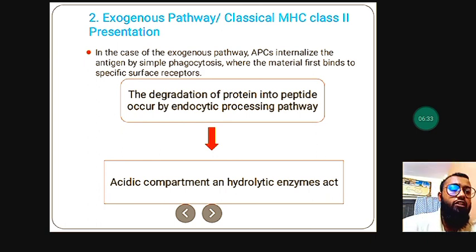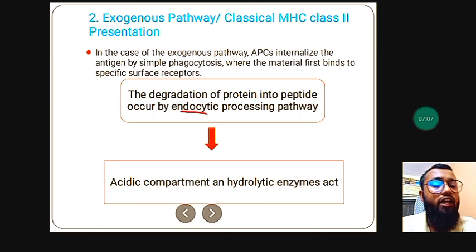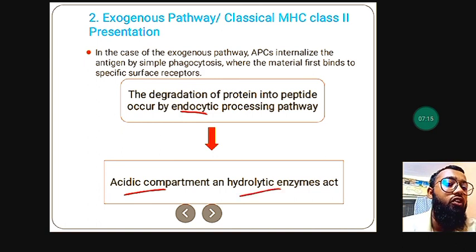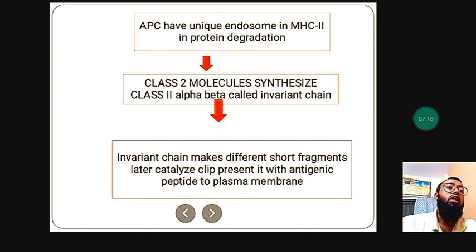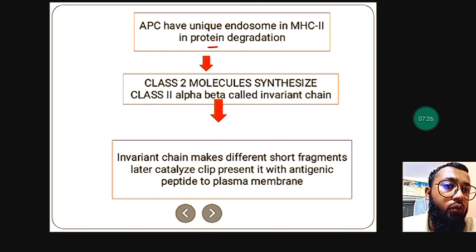In the exogenous pathway, the antigen presenting cell internalizes the antigen by simple phagocytosis, where the material first binds to a specific surface receptor. And what happens in this pathway? The degradation of protein into peptides occurs by the endocytic process, whereas in the endogenous pathway it is by cytosolic enzymes. In endocytic processing there is an acidic compartment where hydrolytic enzymes act on the antigen, and the antigen presenting cell has a unique endosome in MHC class 2 that helps in protein degradation.